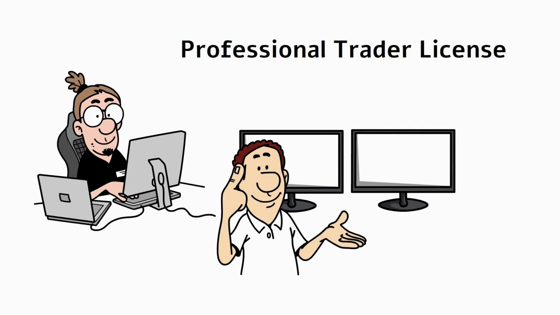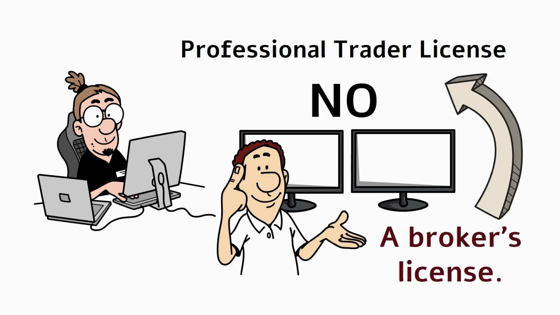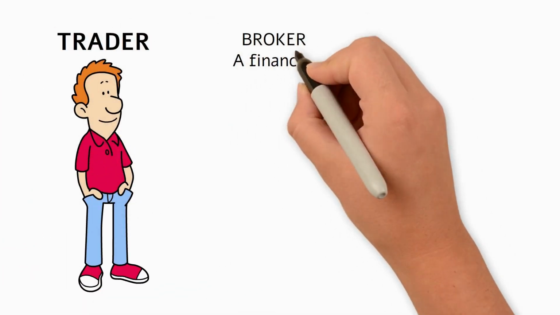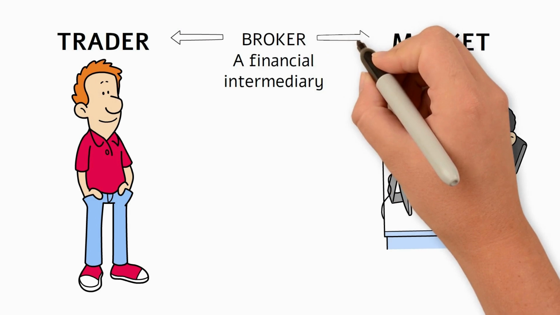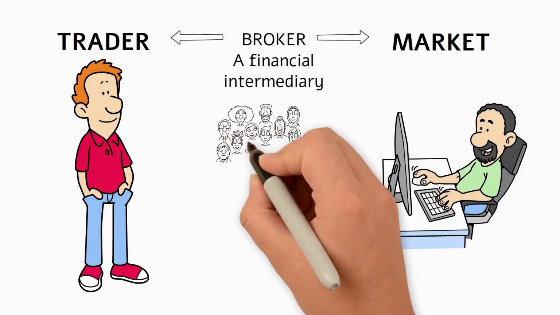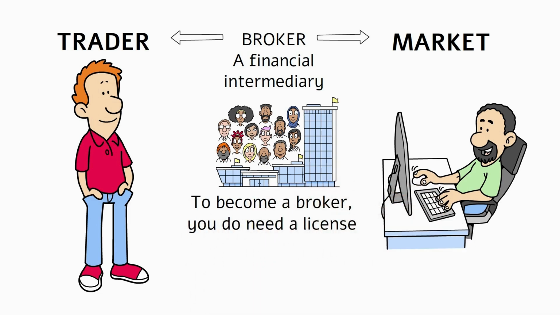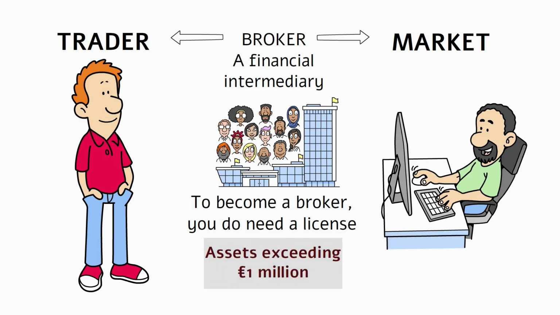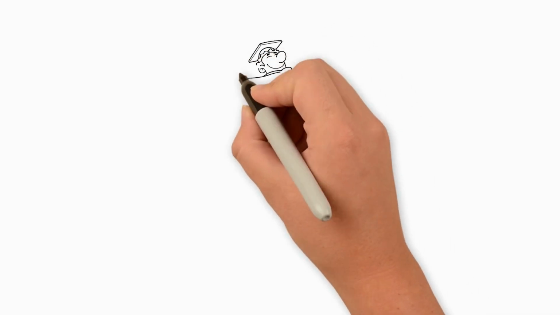Professional trader license. Not required, no license is required to trade. Some people ask about this because they confuse it with a broker's license. Remember, you and I will never be brokers. We will always be traders. A broker is a financial intermediary between the trader and the market. This intermediary, or broker, can never be a physical person. It must always be a legal entity, a company. To become a broker, you do need a license, and to obtain that license, the company must have assets exceeding 1 million euros and meet numerous requirements and heavy bureaucracy. But since you're not aiming to be a broker, just a trader, you don't need any of that.